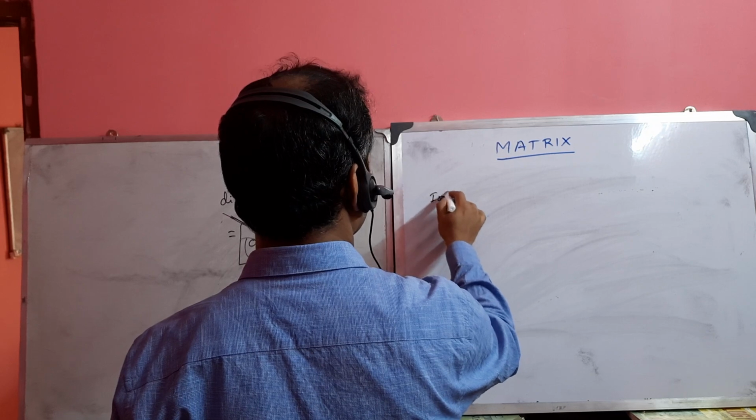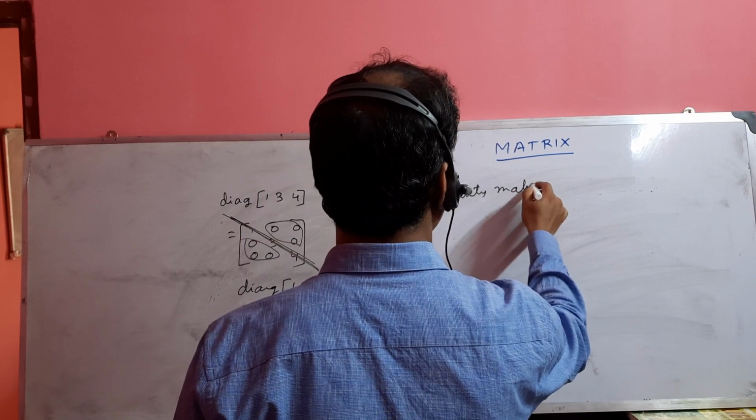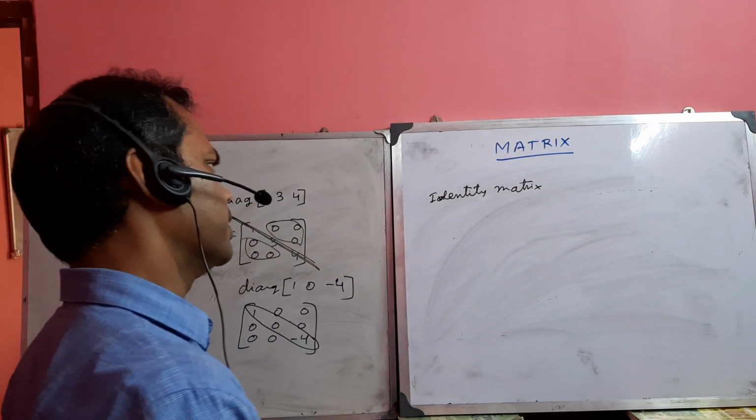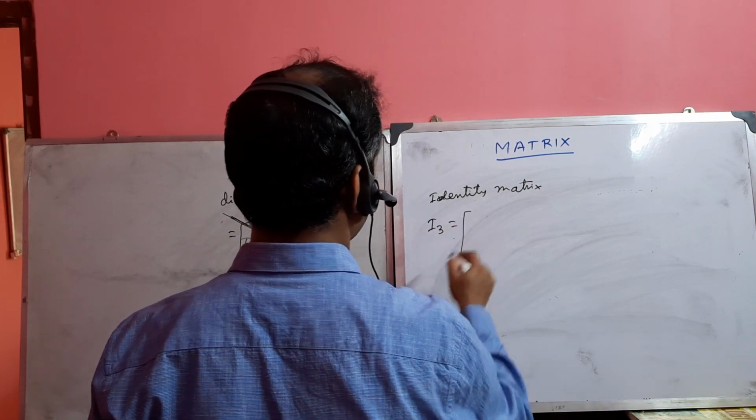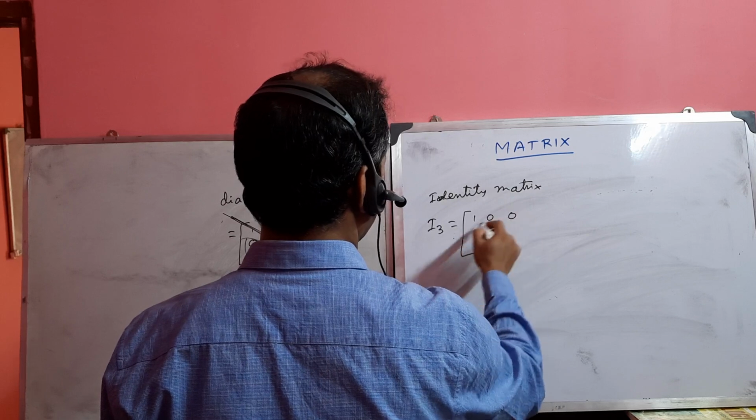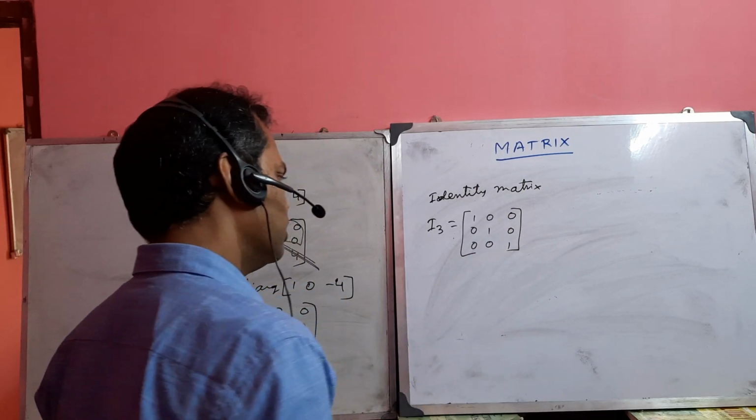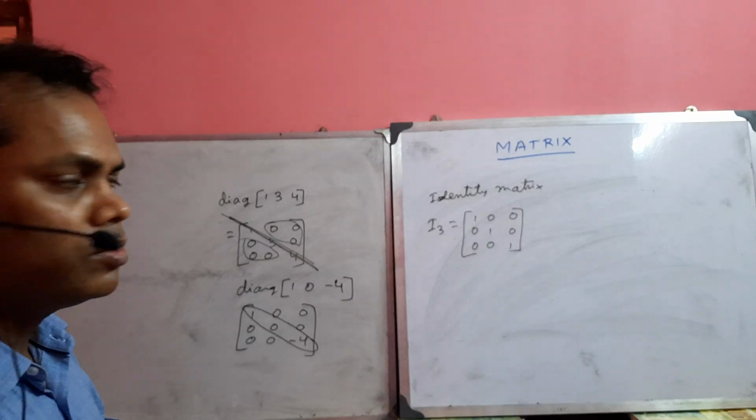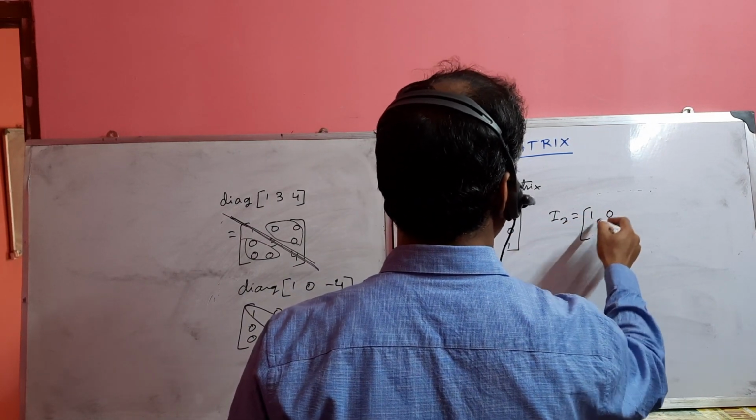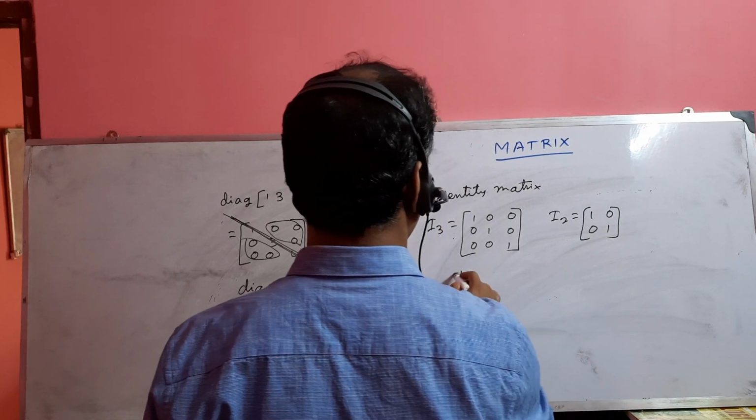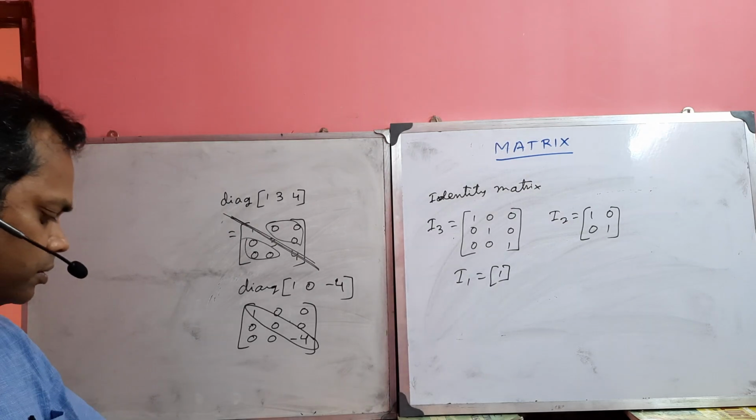Identity matrix. An identity matrix is also a diagonal matrix. If we write I3, then it is 3 by 3, 3 rows and 3 columns. Elements of the diagonal are 1, otherwise 0. It means the upper triangular elements are 0 and the lower triangular elements are also 0. For I2, 1 0 0 1. For I1, only 1. This is the identity matrix.